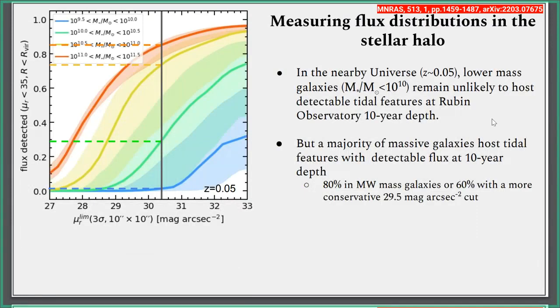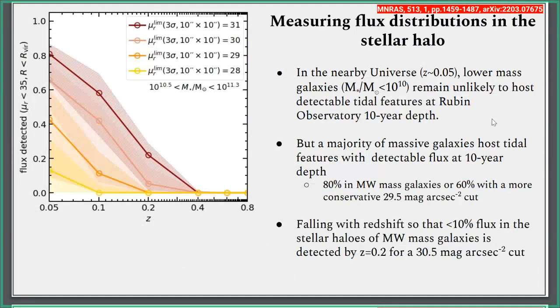But for a majority of the more massive galaxies, so in red we have 10 to the 11 to 10 to the 11.5, in yellow 10 to the 10 to 10 to the 11, a majority of these objects will host detectable tidal features at a 10-year depth. So about 80% of Milky Way mass galaxies with this 30.5 magnitude per square arcsecond cut. If we take a more conservative cut of 29.5, then we can expect to see about 60% of these objects with tidal features.